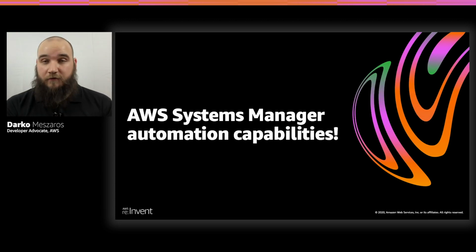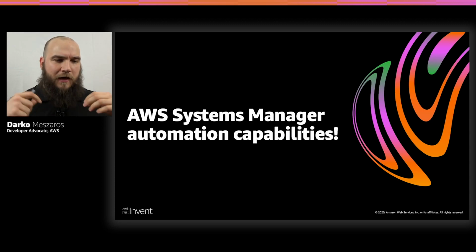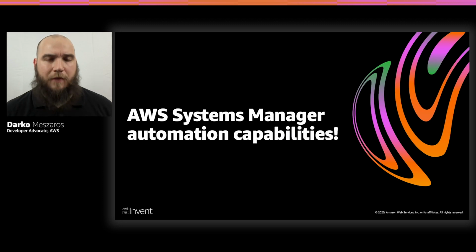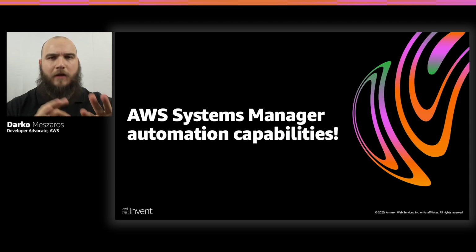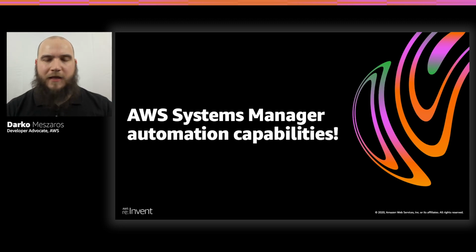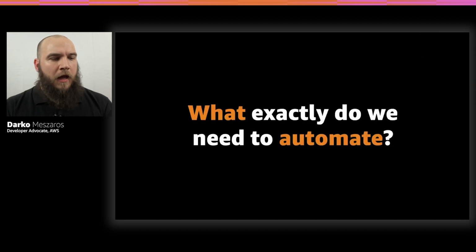This is a lovely service from AWS that allows you to do a lot of those things when it comes to operations on AWS. So Systems Manager has a vast array of automation capabilities, and we'll get into that in a moment. Let's answer one question first. What exactly do we need to automate? Well, there's a bunch of things. I gave you an example of installing Windows XP over a network PXE server. Yeah, but times have moved on since then. But what do you automate in your operations?